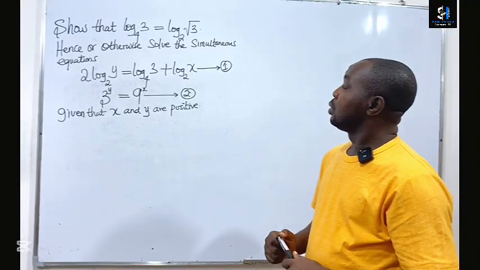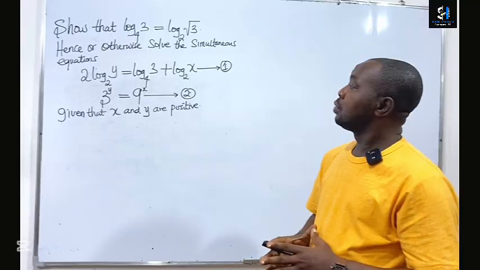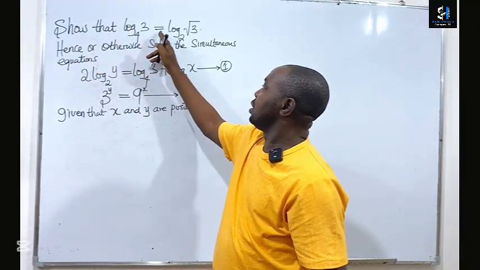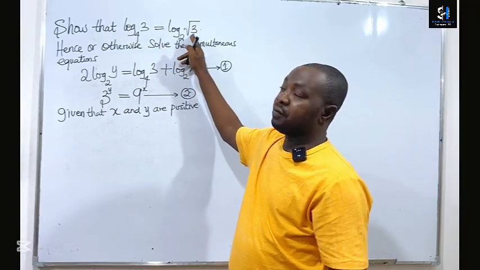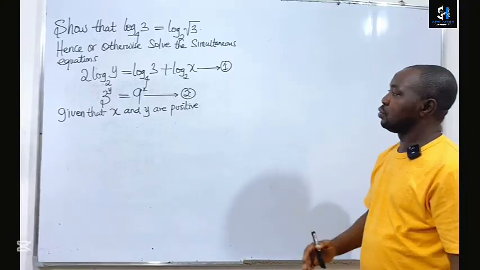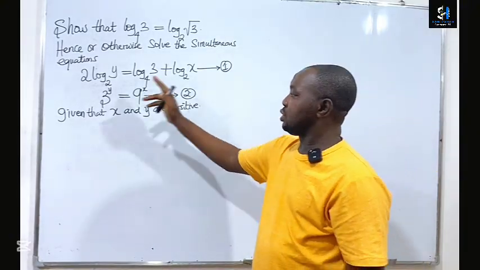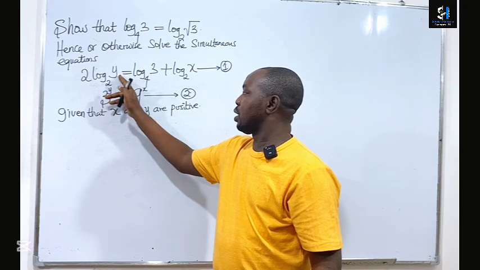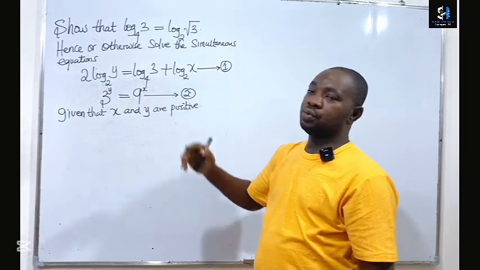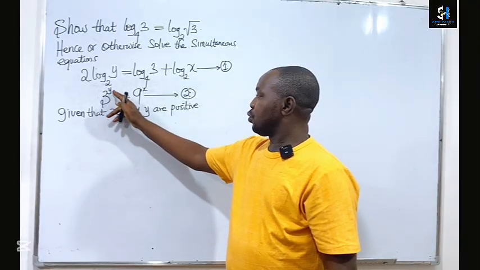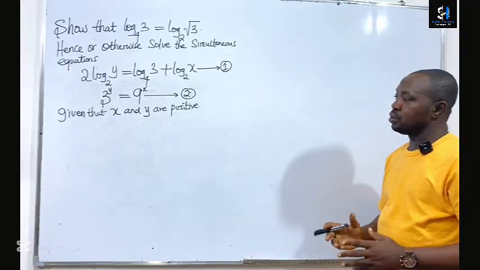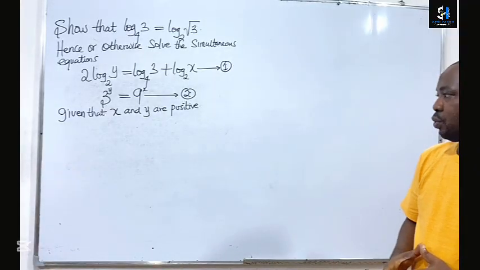On the board, we have two questions. The first one is for us to show that log to base 4 of 3 is equal to log to base 2 of radical 3. Hence, or otherwise, solve the simultaneous equations. The first equation is 2 log to base 2 of y equals log to base 4 of 3 plus log to base 2 of x. And 3 exponent y is equal to 9 exponent x, that's equation 2, given that x and y are positive.